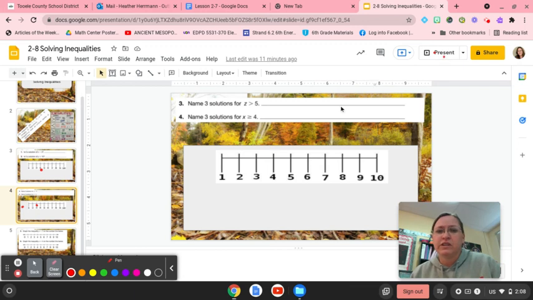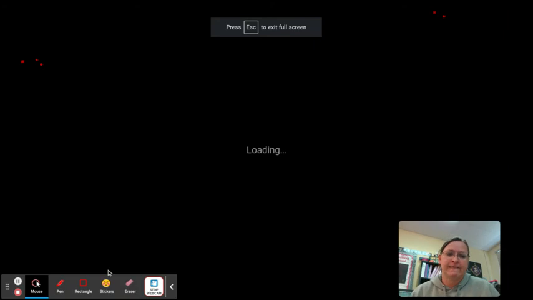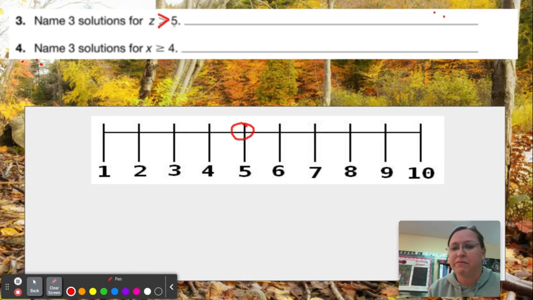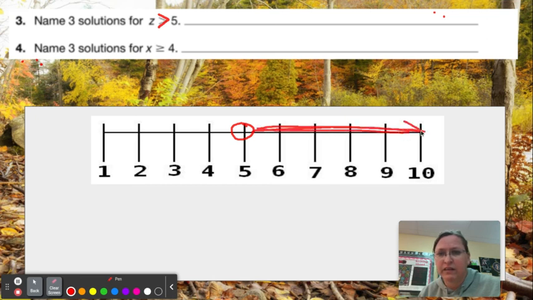So the first thing I am going to do is circle 5. Then I have to think, okay, z is greater than 5. So I have to do everything to the, and this is a little hint, if I have my mouth opening that way, I need to color in that way, especially if my variable is first. So with this one right here, I would start at 5 and I would color in everything that way of 5. And so my arrow points that same way.